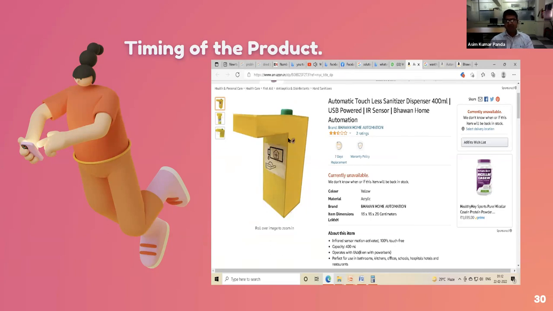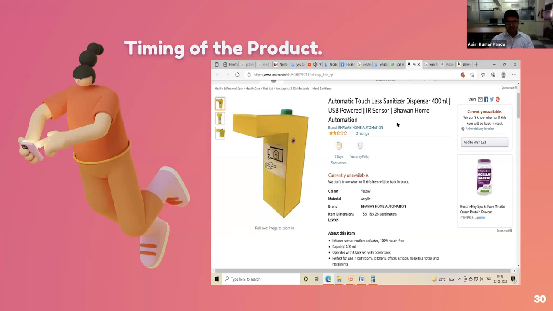So timing of the product, when you are delivering or launching your product, that's the first thing. I can give you another example, like the pulse oximeter. During the COVID-19 pandemic, the device cost around 300, maximum 300, or less than that. Within 200 or 150, anybody can develop a pulse oximeter. But during the pandemic, the average cost of any pulse oximeter was above 1500. So you can imagine the margin and obviously the timing factor.